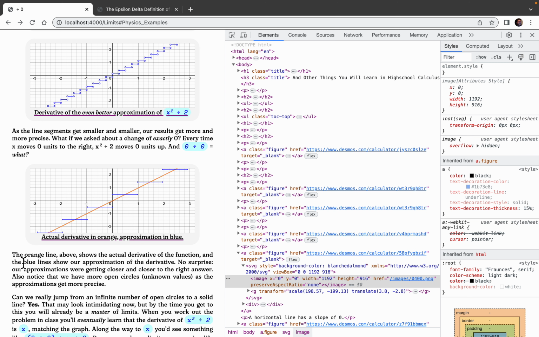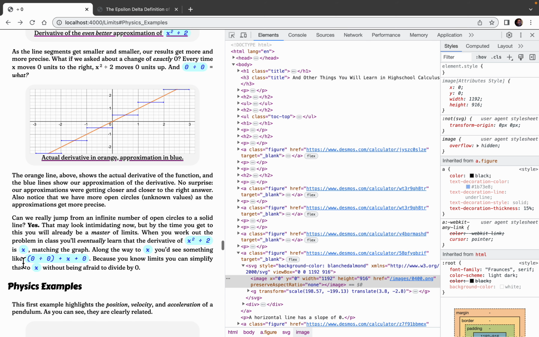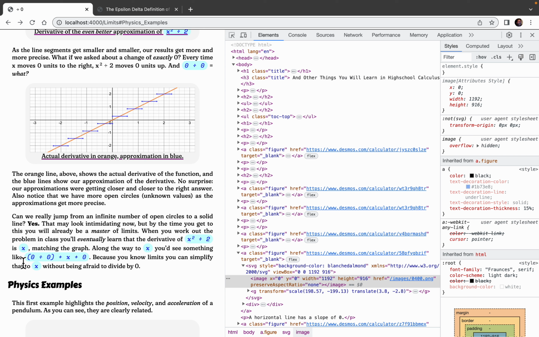The orange line above shows the actual derivative of the function, and the blue lines show our approximation of the derivative. No surprise. Our approximations were getting closer and closer to the right answer. Also notice that we have more open circles, unknown values, as the approximation gets more precise. Can we really jump from an infinite number of open circles to a solid line?